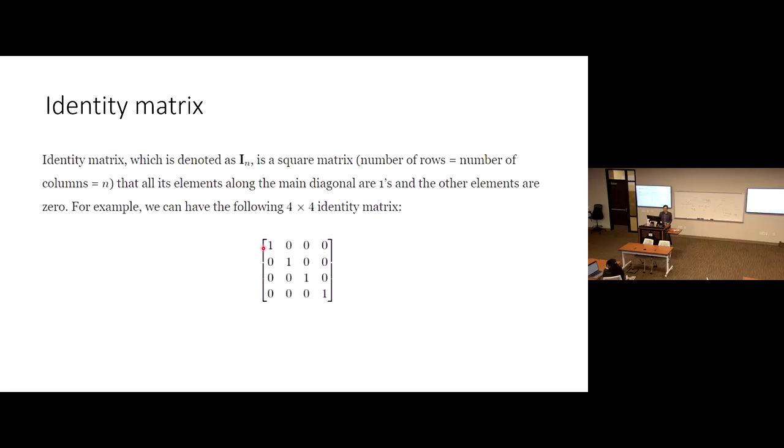Identity matrix means only the diagonal positions are 1 and all the others are zeros. So an identity matrix has to be a square matrix, with the same number of rows and columns.